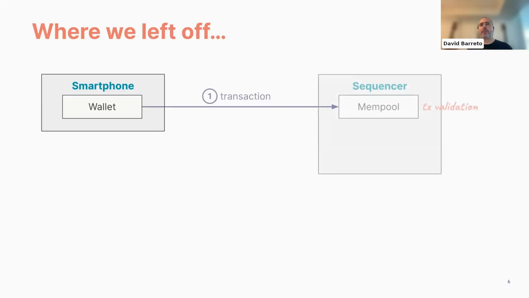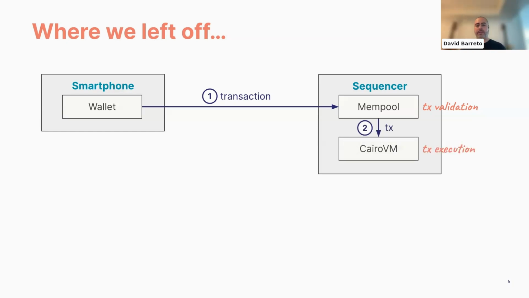So last week we mentioned that it all starts with your wallet. Could be your smartphone, could be your laptop, and you will sign a transaction and send it to Starknet, right? The particular Starknet node that actually receives this transaction is called the sequencer. Right now there's a single sequencer for Starknet, and it has something similar to a mempool, right? That receives your transaction and does some basic transaction validation before moving on to the execution of the transaction.